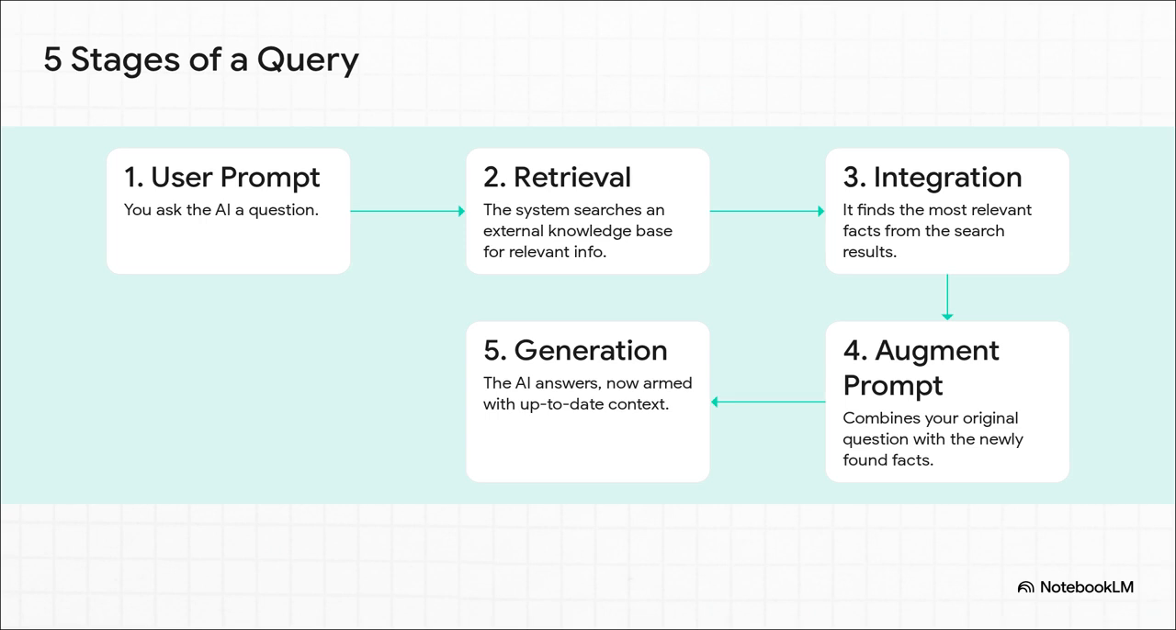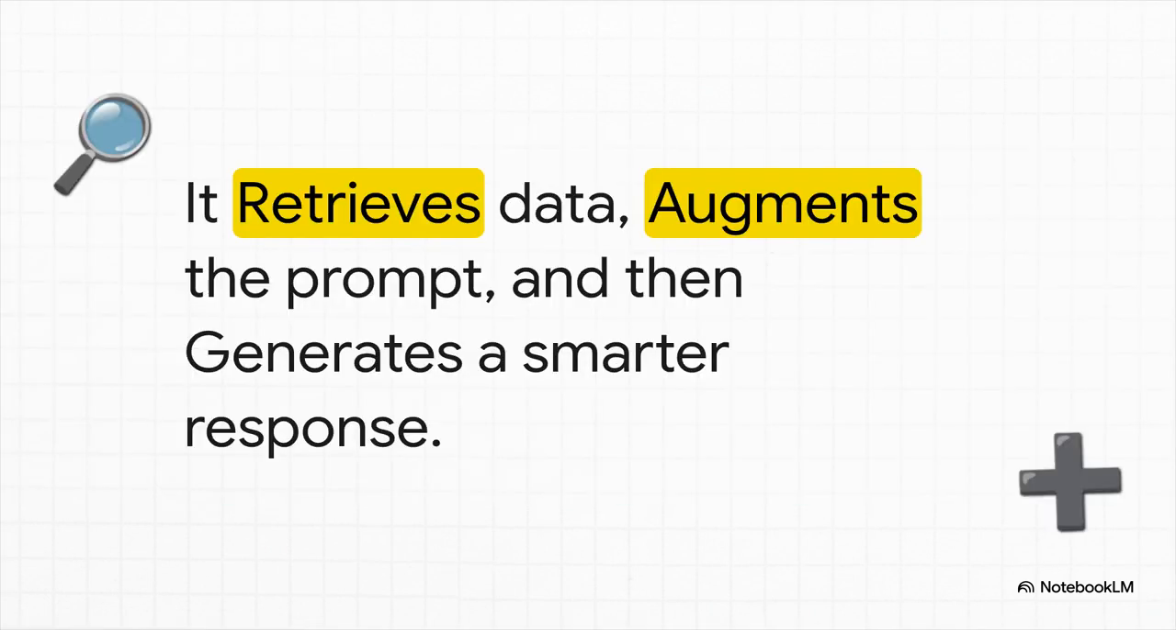Then, step 3, it pulls out the most important facts from that info. Here's the magic. Step 4, it combines your original question with these new facts to create something called an augmented prompt. And finally, it hands that supercharged prompt to the AI, which can now generate a way more accurate and helpful answer. So you see? The whole secret is right there in the name. It retrieves data, it augments the prompt, and then it generates a response. Retrieval, augmented, generation. That simple, powerful loop is what makes this whole thing tick.